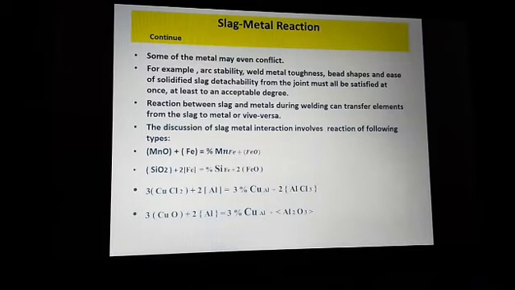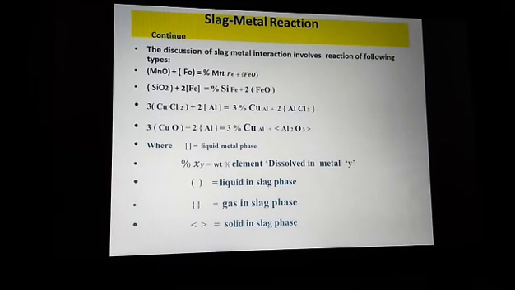Reaction between slag and metal during welding can transfer elements from the slag to the metal or vice versa. The discussion of slag-metal interaction involves reactions of the following type: manganese oxide in slag equals percentage of manganese in iron plus iron oxide, and silicon oxide in slag equals percentage of silicon in iron plus iron oxide.